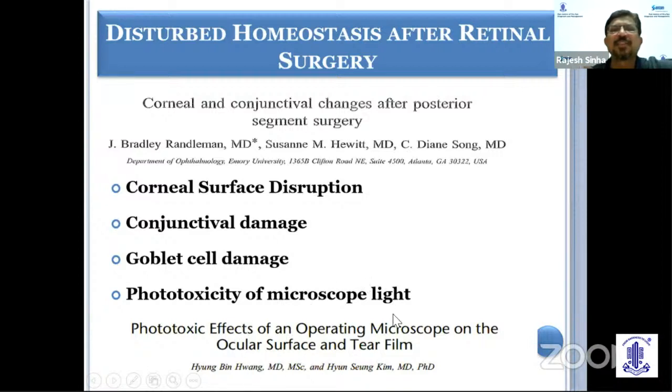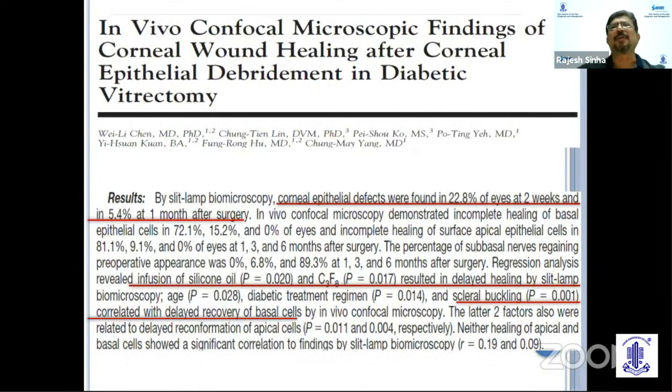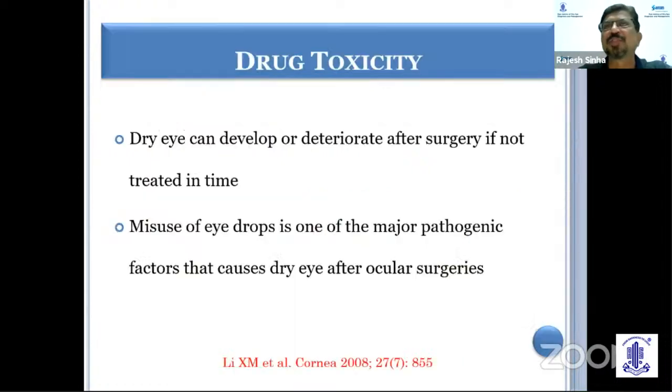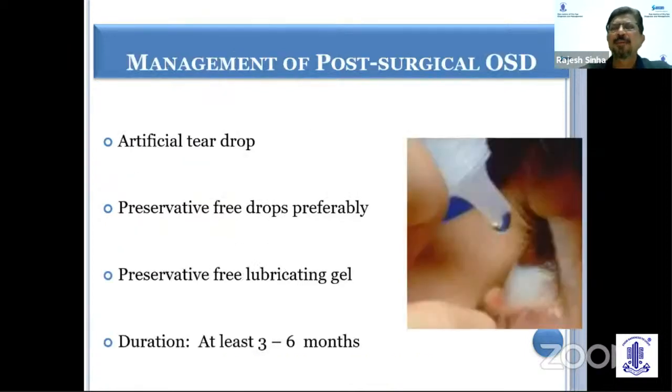And this is one study which has shown that phototoxicity of the microscope light can cause damage to the ocular surface. And this is one study which has shown that in retinal surgery, when silicone oil was injected, there was more chance of dry eye. And of course, drug toxicity plays an important role. So all these factors can lead to occurrence of dry eye.